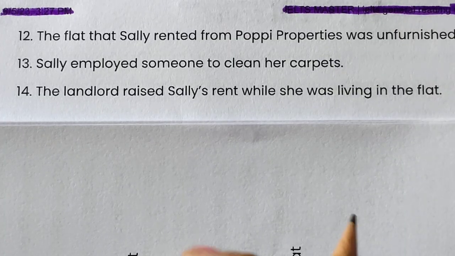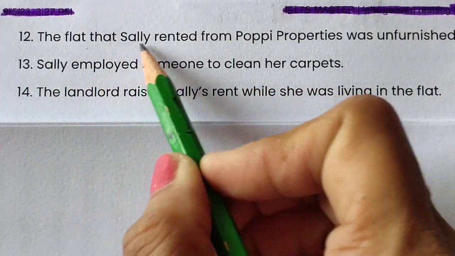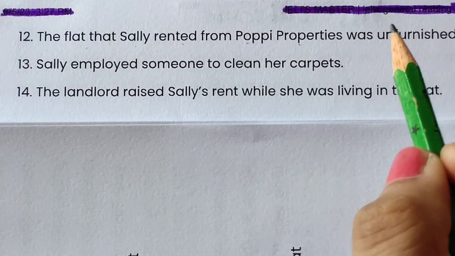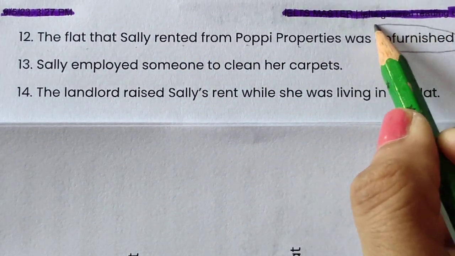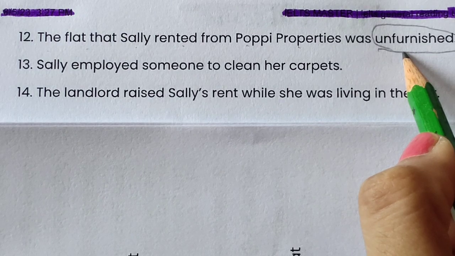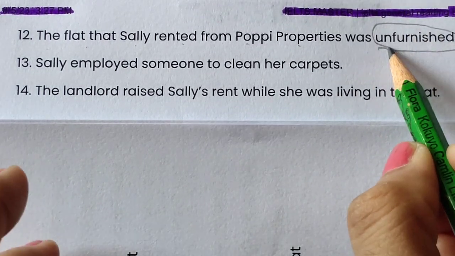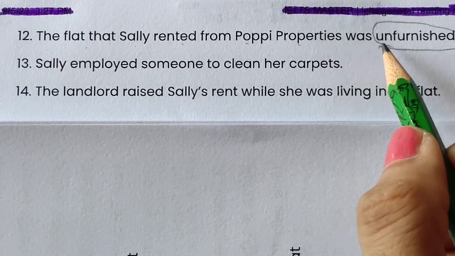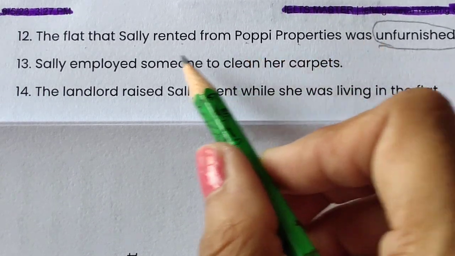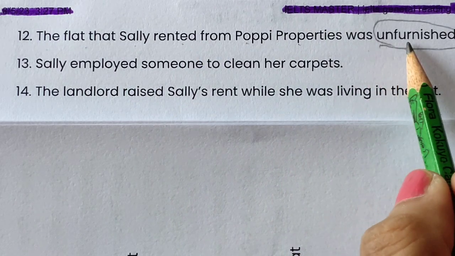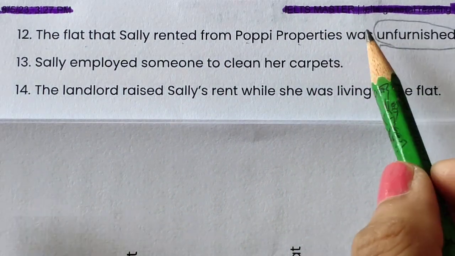So let's read the next question, 12th. The flat that Sally rented from Poppy Properties was unfurnished. If the flat was unfurnished, then true. If the flat was fully furnished, then definitely false. If they are not talking about whether it was furnished or not, then not given.